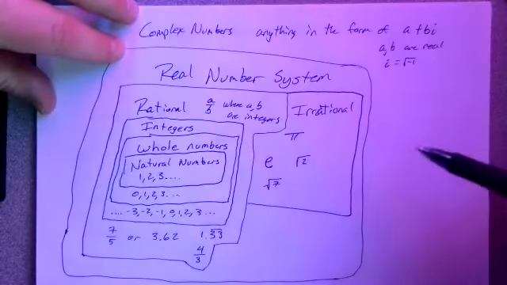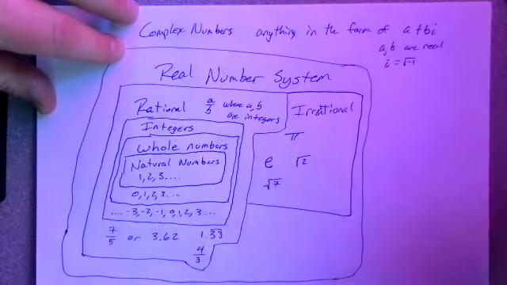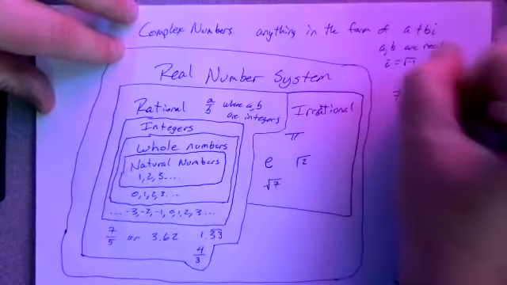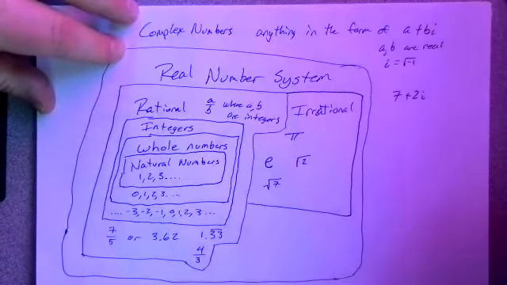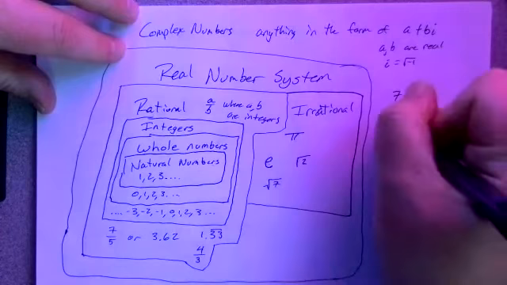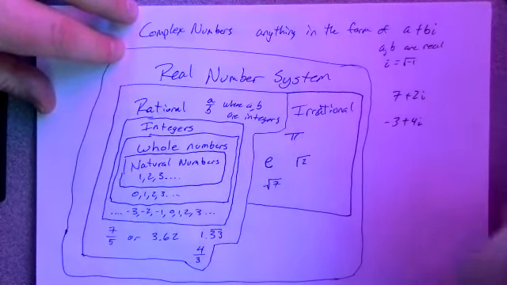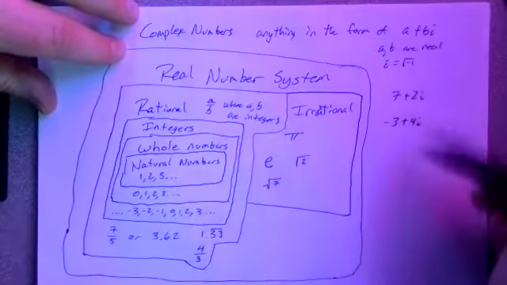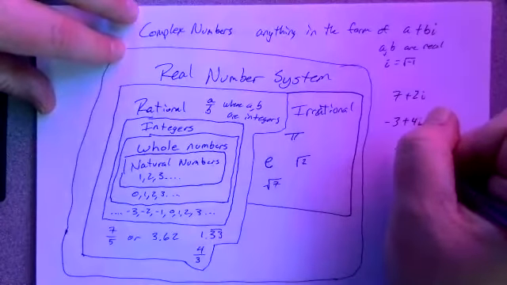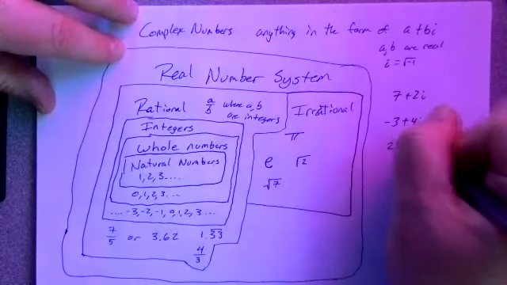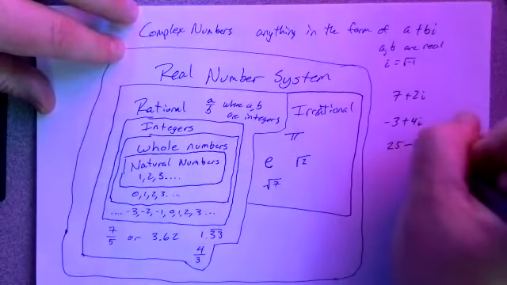So some examples of complex numbers. Let's shout out a number. Good. 7 plus 2i. Good. -3 plus 4i. Good. All great. Good examples. Oh, good. I like that one. 25 minus 6i.